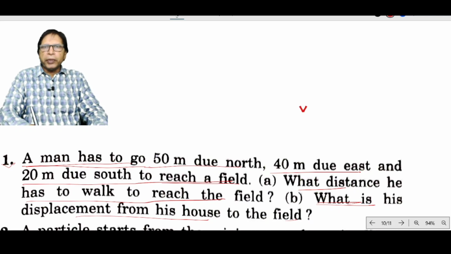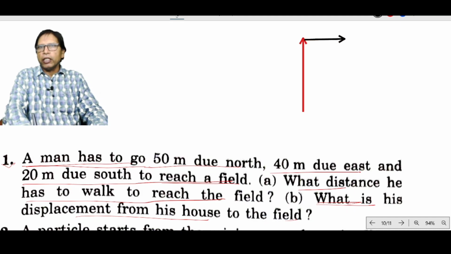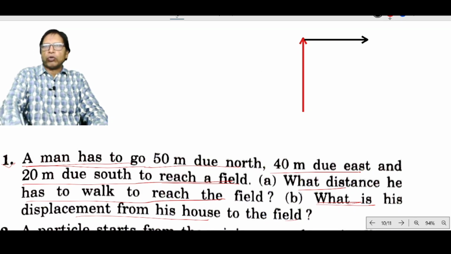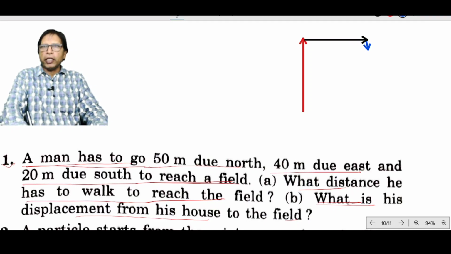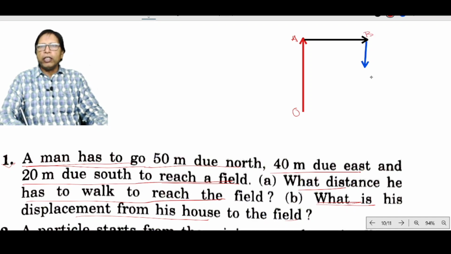Okay, now look at this. The person moves 50 meter due north. Then 40 meter due east. And finally 20 meter due south. This is the initial position. Then this is the 50 meter due north. Then AB is the 40 meter due east, and finally BC is the 20 meter due south.